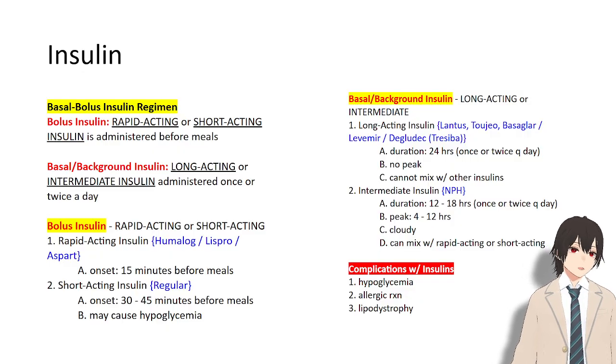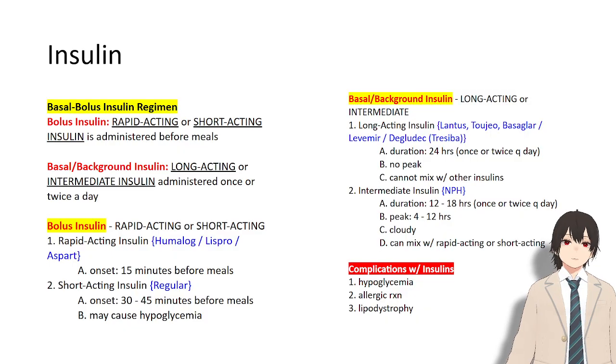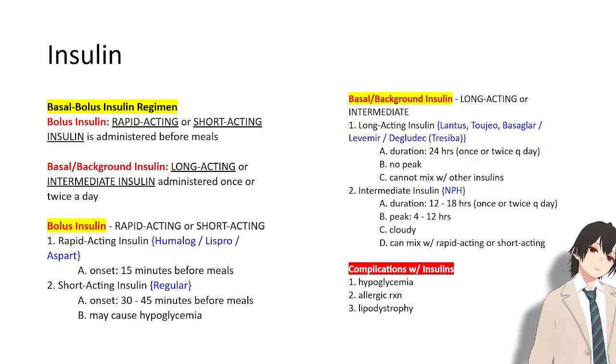Then you have the long lasting ones, which are like Lantus, which is the most popular, or there's also Levemir, which I've seen a lot, and they usually last the whole day. There's no peak, okay? So this one, I think, you don't need to really measure the blood sugar for when you're giving it. It's basically a maintenance dose, and you can't mix it with other insulins.